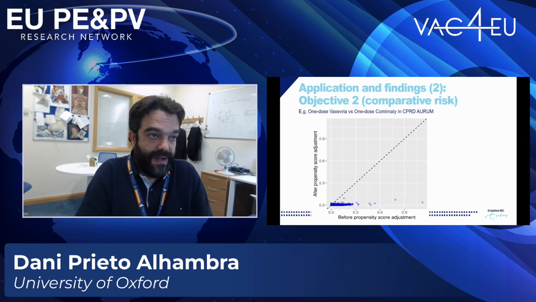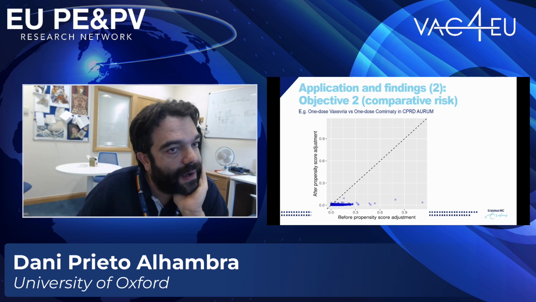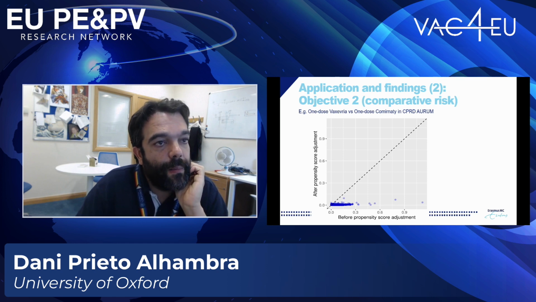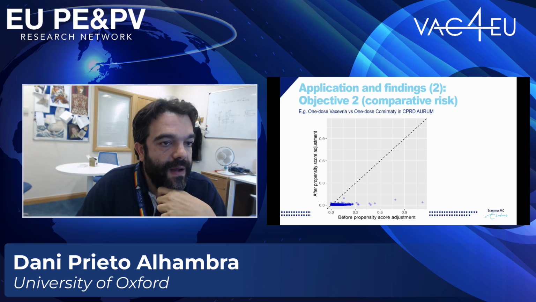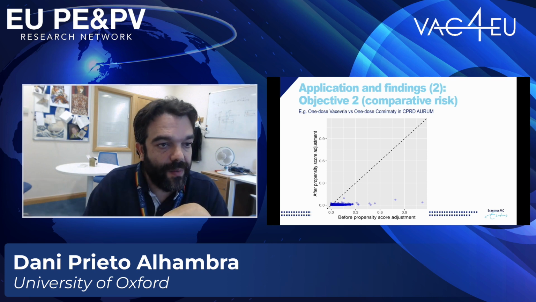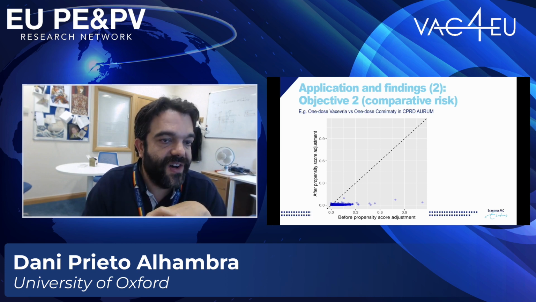Now, if we go for objective 2, which a priori should be easier to compare using an active comparator arm, what you see here is a similar plot to the previous one, comparing 1 dose Vaxzevria versus 1 dose Comirnaty in CPRD Aurum, and you can see how before matching there was strong evidence of differences between the groups, with lots of dots crossing the 0.1 line on the x-axis. But after propensity score matching, you don't see any single dot above the line of 0.1. So you have evidence that by using propensity score matching, you have substantially reduced observed confounding. Next slide, please.